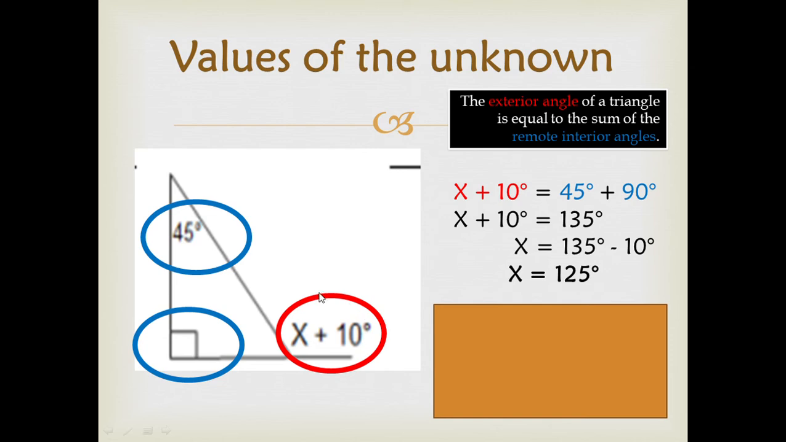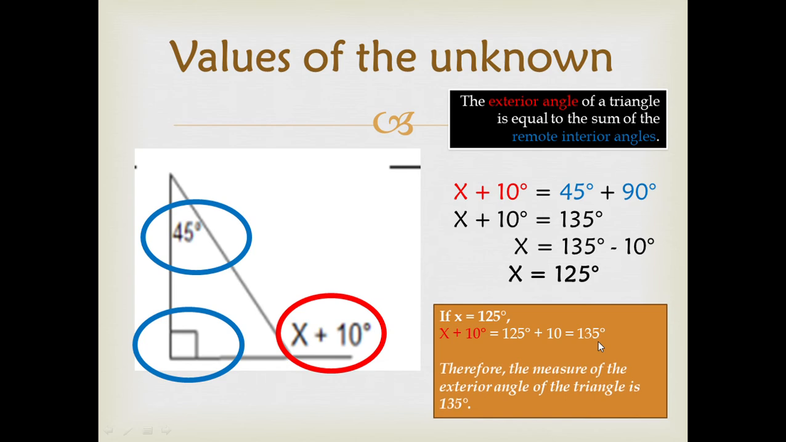So to get the value of the exterior angle or the measure of the exterior angle, we will substitute the value of x, which is 125, in the expression x plus 10. So if your x is 125, that will be 125 degrees plus 10 degrees, a total of 135 degrees. Therefore, the measure of the exterior angle of the triangle is 135, which makes sense kasi based on our definition, the exterior angle of a triangle is equal to the sum of the remote interior angles. So if we add 45 and 90, that will be 135, which is the measure of your exterior angle.